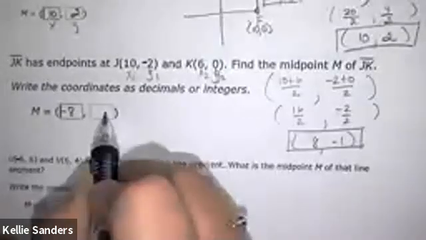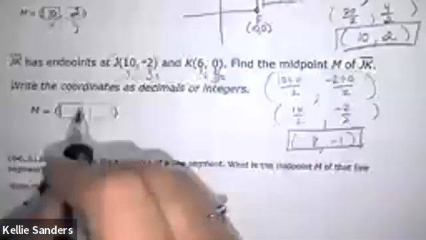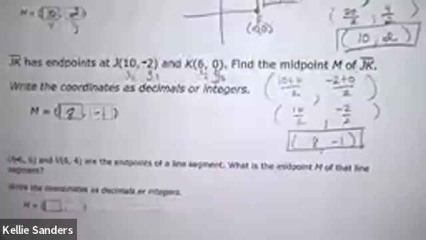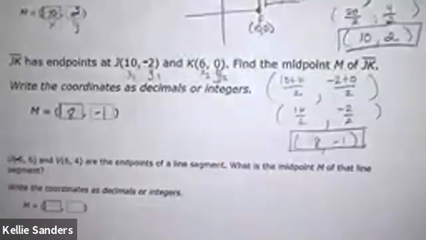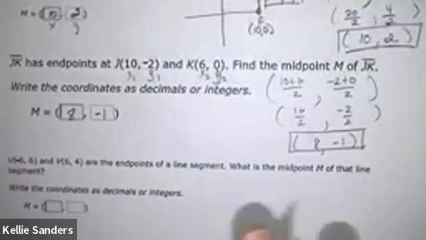Negative 8 goes in the first box. My goodness. Positive 8 goes in the first box. Negative 1 goes in the second box. It does matter on the boxes. You cannot put negative 1 in the first box. It will be wrong.